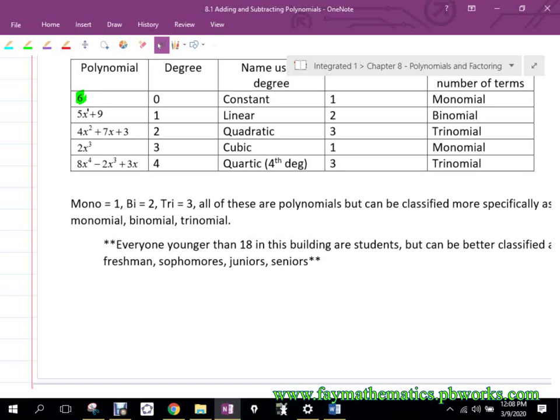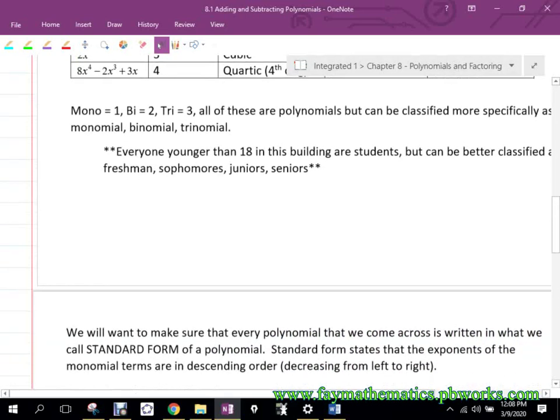It's the same idea with polynomials. Everything's a polynomial, but sometimes I can classify them better as a monomial, maybe like a freshman, or as a binomial, maybe like a sophomore. Does that make sense? That's the idea of categorizing and labeling these appropriately in terms of the number of terms they have.